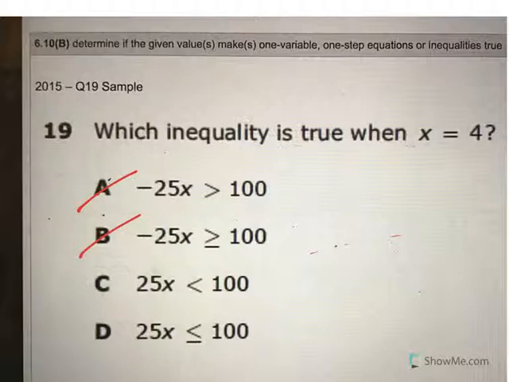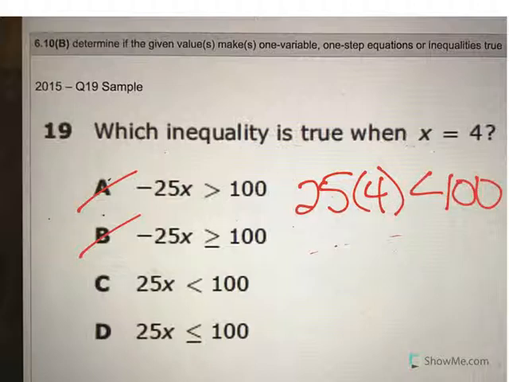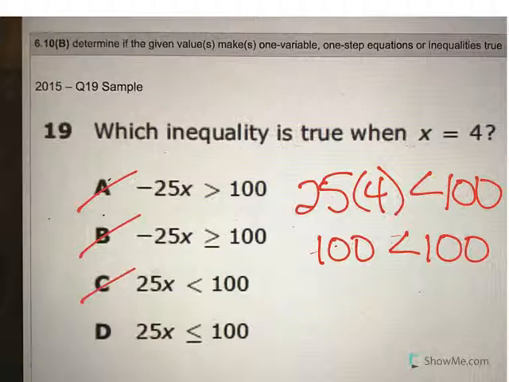All right. Let's try C. Hopefully we'll have better luck on this one. So we got 25 times 4 is less than 100. 25 times 4 is 100, less than 100. So this statement is saying 100 is less than 100, which no, I don't think so. 100 is equal to 100. It is definitely, 100 is not less than 100. That doesn't make sense at all.